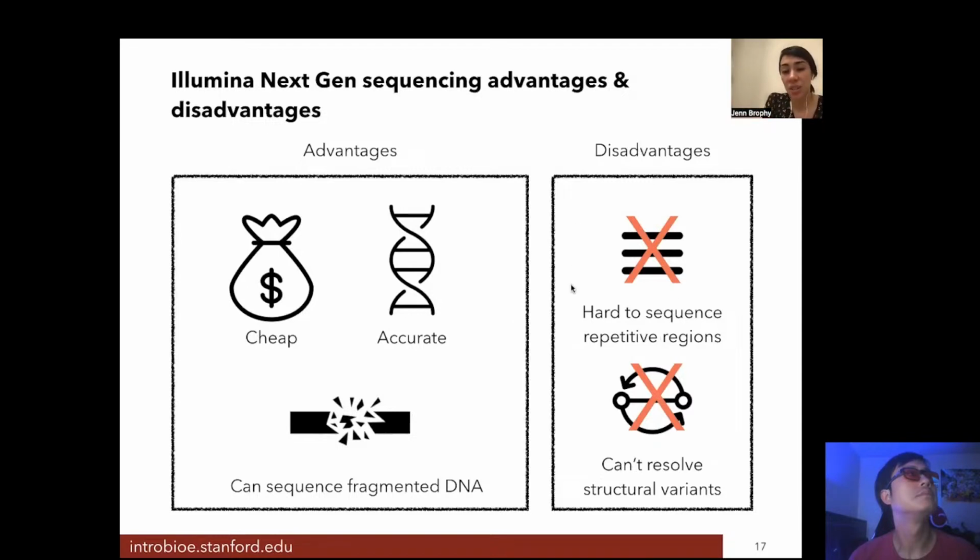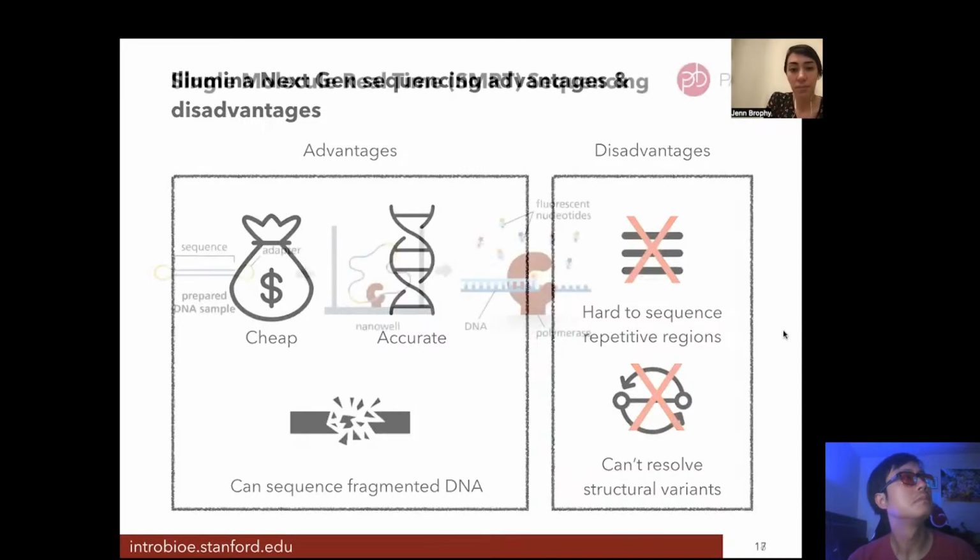Some of the disadvantages of Illumina sequencing is that it's hard to sequence repetitive regions, and it can't resolve structural variants. So that becomes really difficult to do with this.